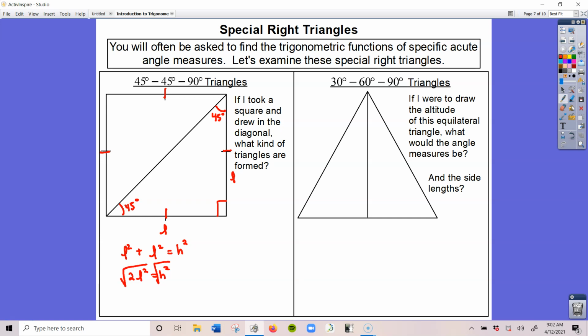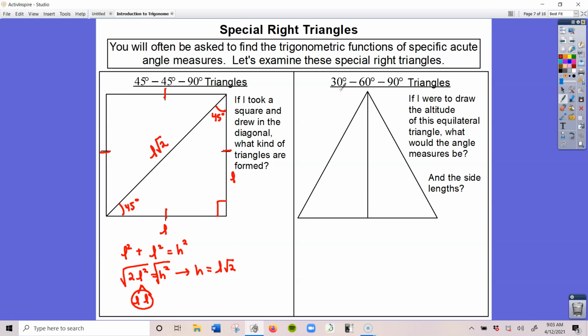Square root both sides, and what we end up with is that the hypotenuse is equal to, now here we have the square root of 2, which I cannot simplify, but L squared means that there are two L's. So I can move the L to the outside of the square root. So my h, my hypotenuse, is going to be the leg length times the square root of 2. So those are my rules. We have that the legs for a 45, 45, 90 are equal, and the hypotenuse is equal to the leg length times the square root of 2.